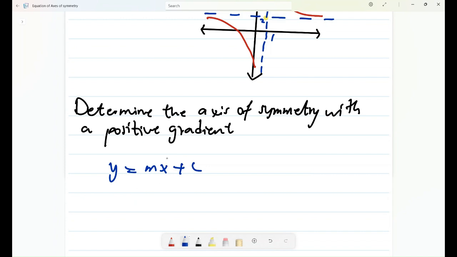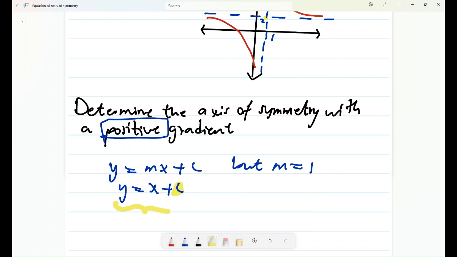But you know that your m is equal to 1, because why? We want a positive gradient. So with a positive gradient, your m is equal to 1. So it means you have y equal to x plus c. Therefore, you have to find the value of c first. So how do you find the value of c?